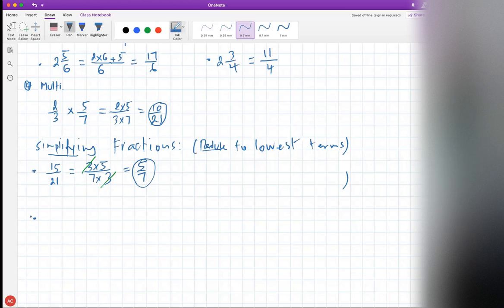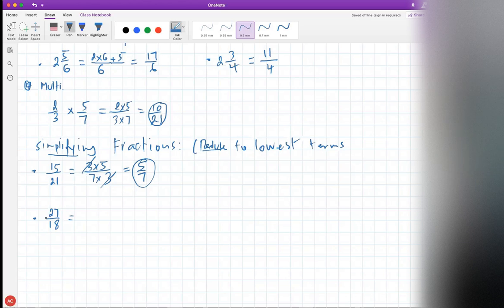I'll give you another example. So you have 27 over 18. That's also a fraction we try to simplify. Not every fraction can be simplified. Sometimes you may not have any common numbers to cancel. That's fine. But with experience, you can easily see whether there is a number in common or not between numbers.